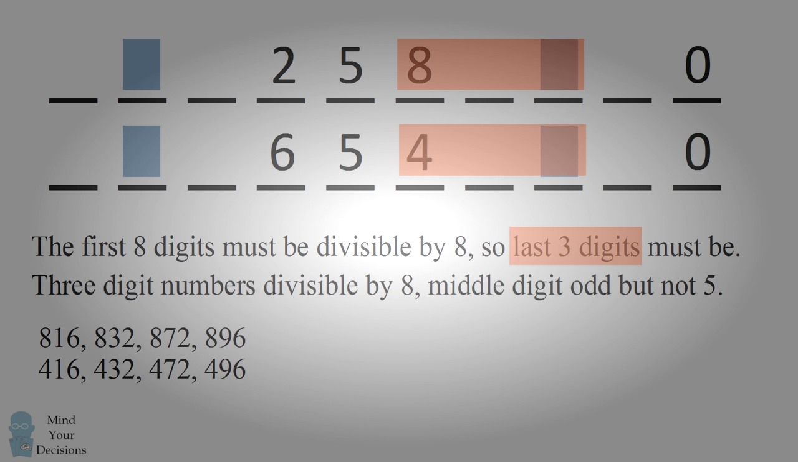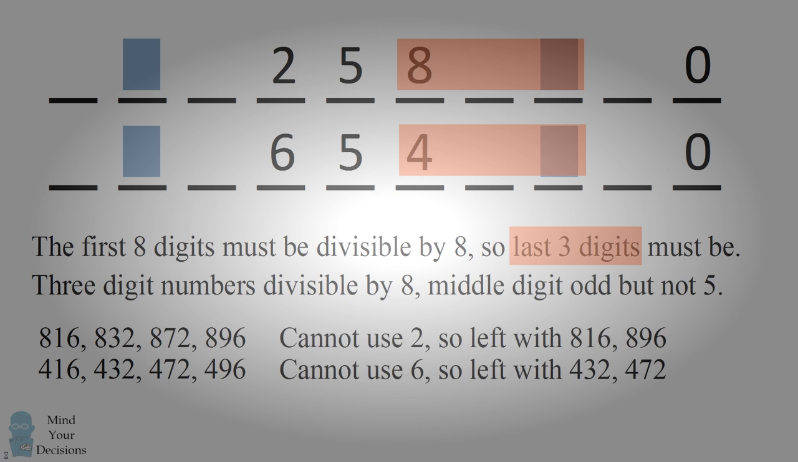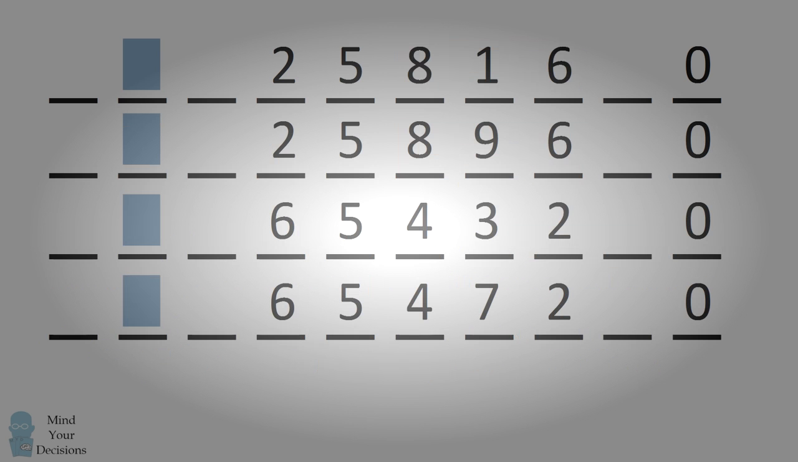In the case of the 800s, we can't have 832 or 872 because we've already used the number 2 in 258. So we remove a couple of possibilities there. Similarly, for the 400s, we have to remove the digit 6 because 654 already uses the digit 6. So this leaves us with 2 numbers in the 800s and 2 numbers in the 400s. So if we put those in, we have 4 total possibilities for our number.